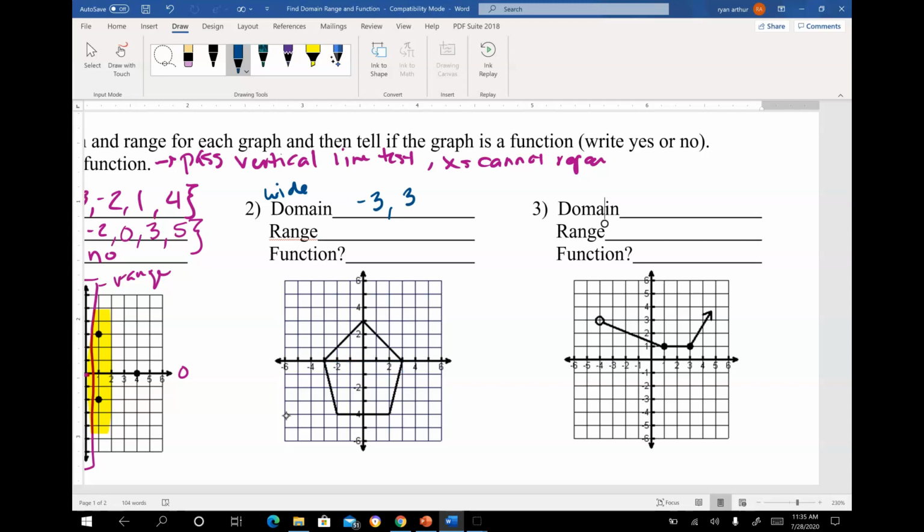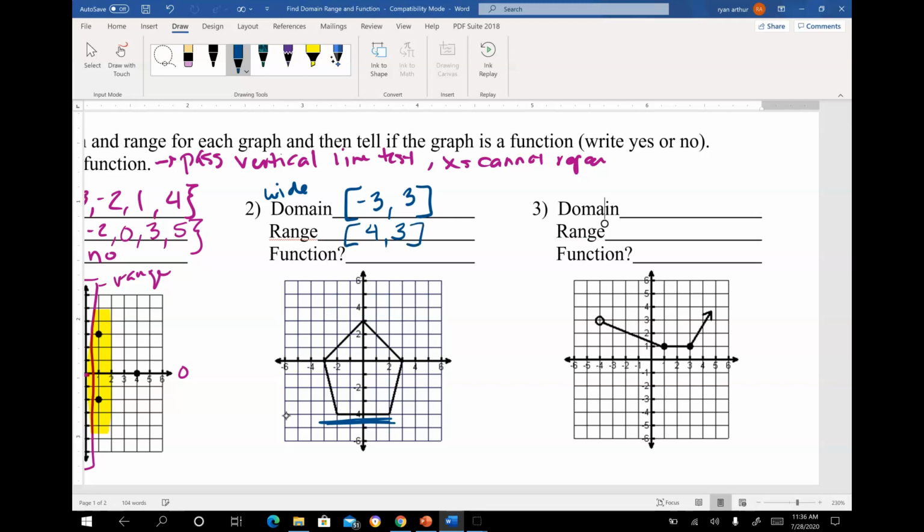Now, let me erase. Those are both closed dots. Okay, there's no open dot up here. So it's going to be a bracket and a bracket. Okay. Your range is how low do you go to how high you go. Well, my lowest y value point is right here at -4. My highest y value point is right here at 3. Again, no open circles, so bracket, bracket.